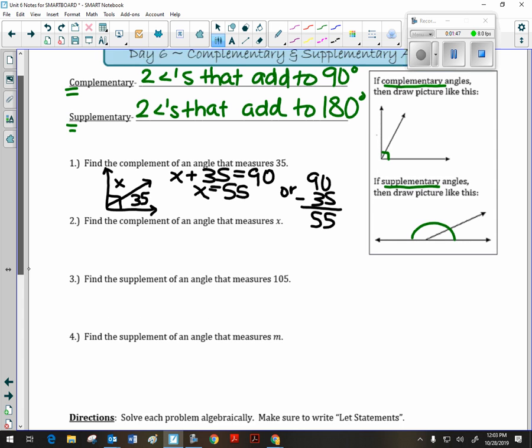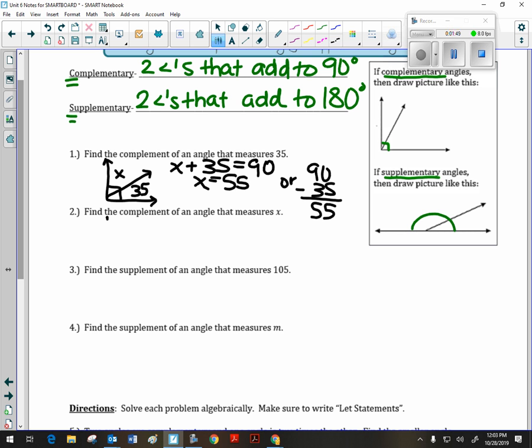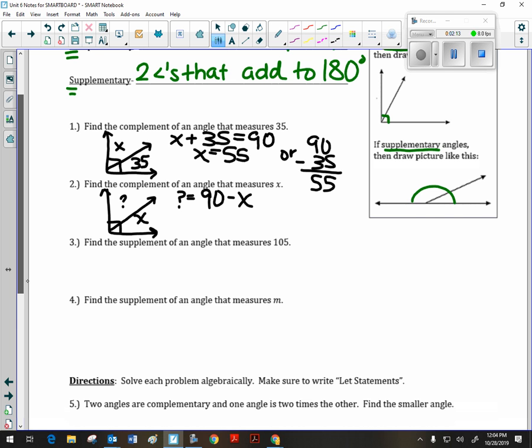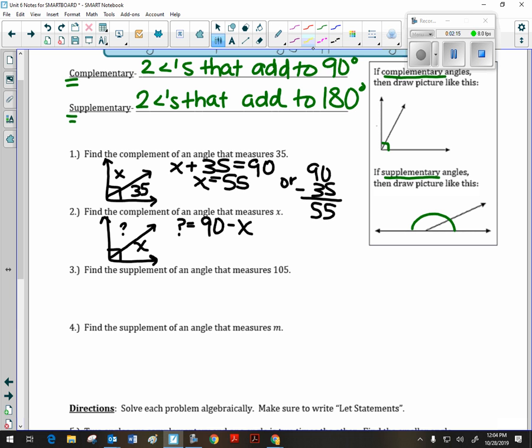For question number 2, the complement of an angle that measures x. So I'm talking about complements here. I have an angle that measures x. They want to know how I'm going to write this one. Well, if I wanted to figure out how big the angle was that's taking up the space where the question mark is, I would take the 90 degrees total and minus away the one angle that I know. So the complement of an angle that measures x is going to simply be 90 minus x.